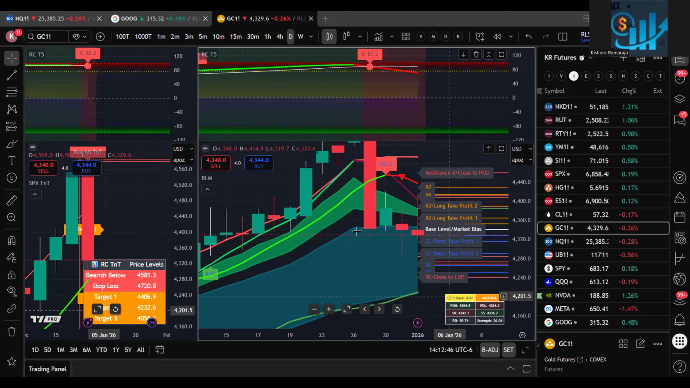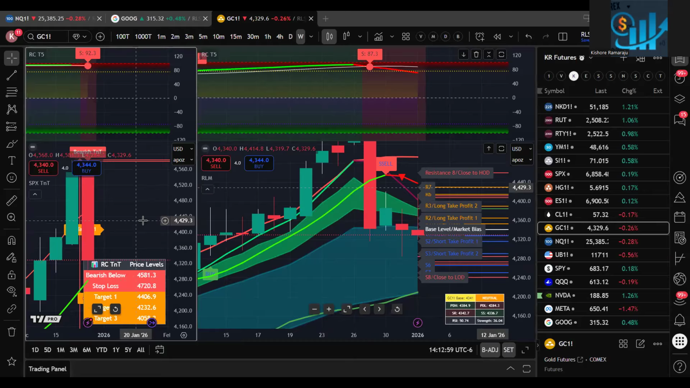So in a higher time frame, GC is looking bearish. So bearish below 45.81, 44.06, 42.32, 40.58. These are the targets. So based on the weekly, overall GC is bearish in a higher time frame.